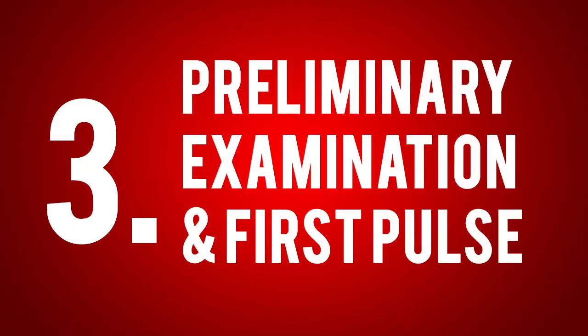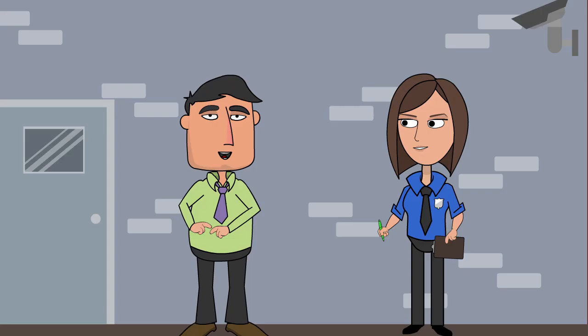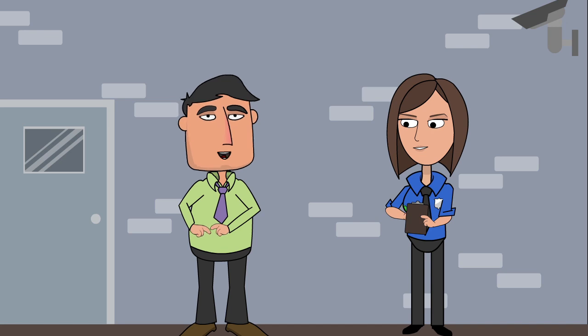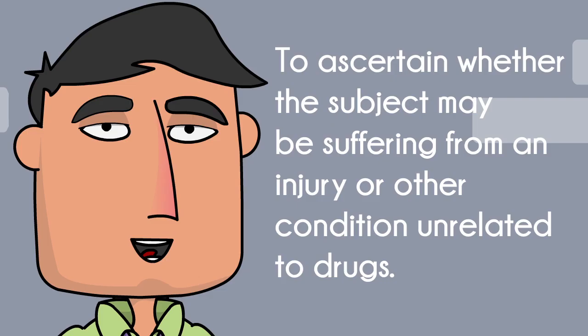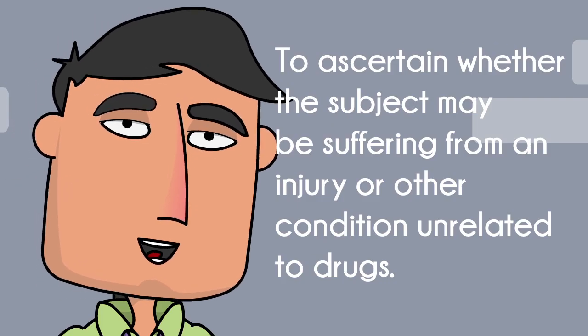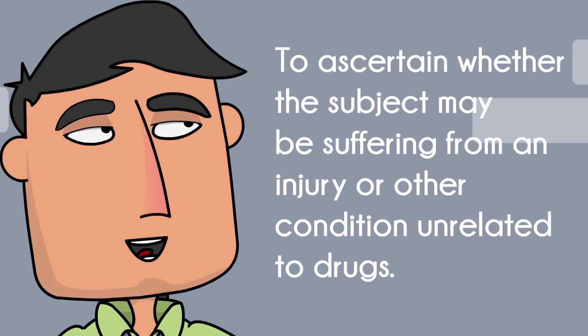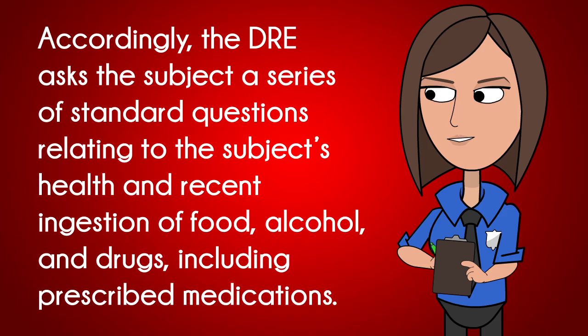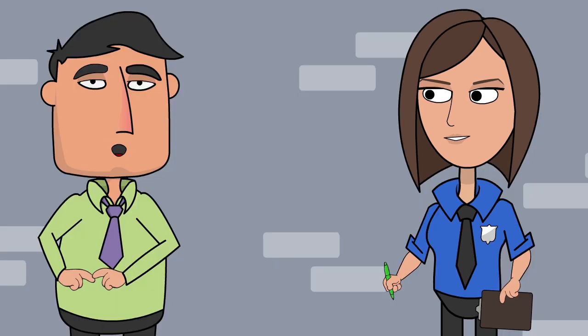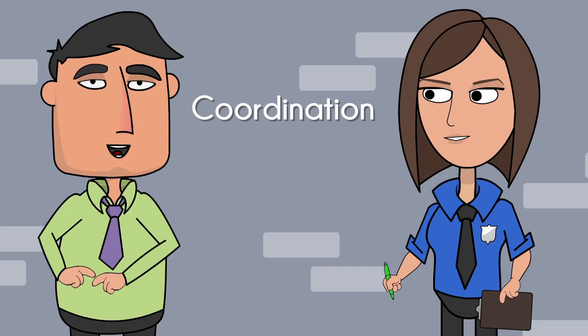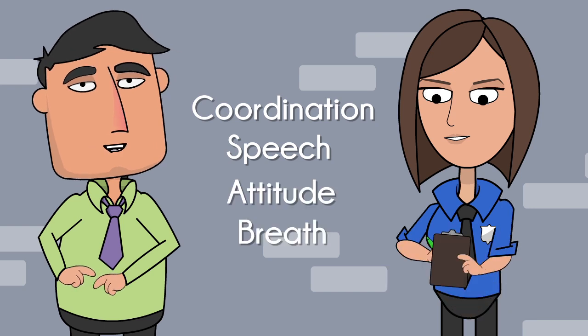Number 3, preliminary examination and first pulse. The DRE conducts a preliminary examination to ascertain whether the subject may be suffering from an injury or other condition unrelated to drugs. Accordingly, the DRE asks the subject a series of standard questions relating to the subject's health and recent ingestion of food, alcohol, and drugs, including prescribed medications. The DRE will observe the subject's coordination, speech, attitude, breath, and face.